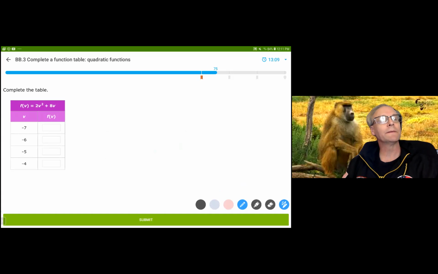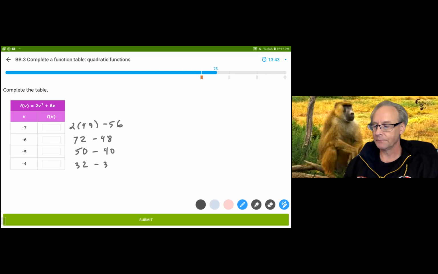This one I might want to write on the side. So I'm going to take 2 times 49 minus 56. Then I'm going to take 2 times 36, which is 72, minus 48. And then I'm going to take 50 minus 40. I'm just putting the -5 in. And then I'm putting in the -4, which gives me 32 minus 32.